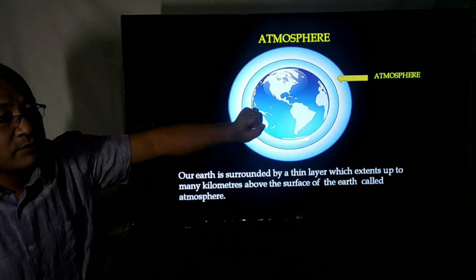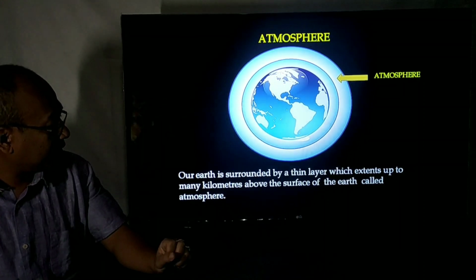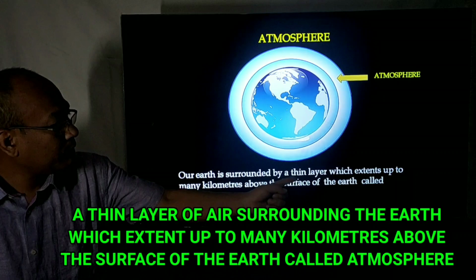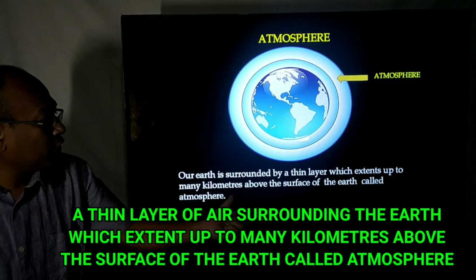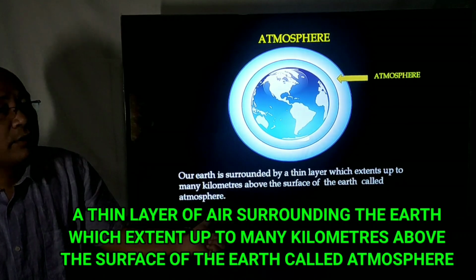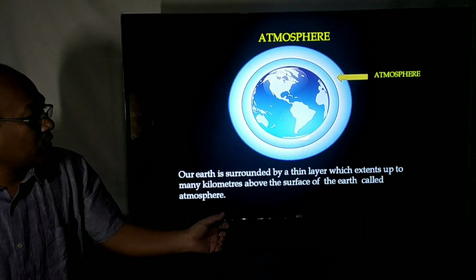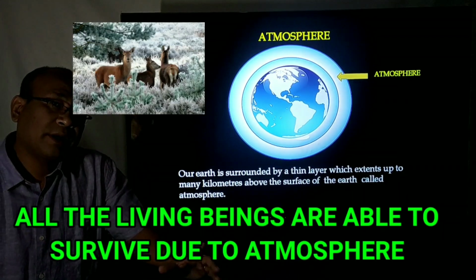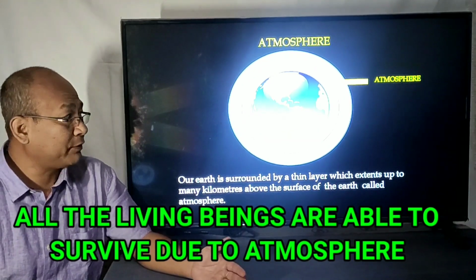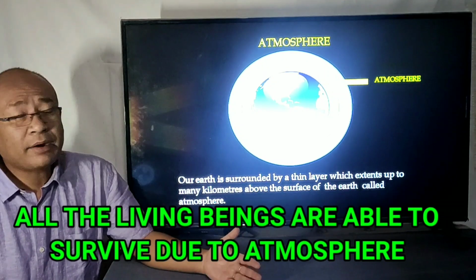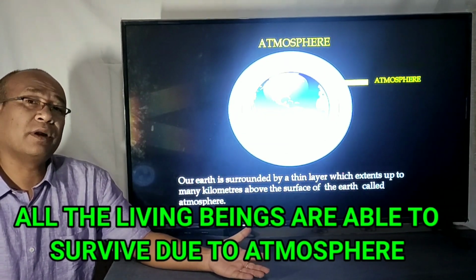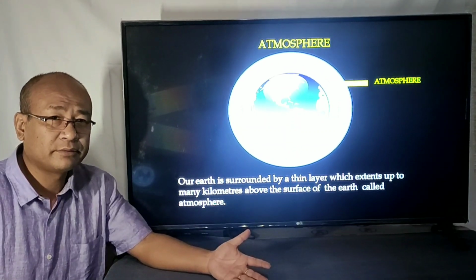Which extends up to many kilometers from the surface of the earth, right? Now, this is known as what? This is known as the atmosphere. So what is atmosphere? Our earth is surrounded by a thin layer which extends up to many kilometers above the surface of the earth, called the atmosphere. So all the living beings on the earth, whether it's a plant, animal or human being, are able to survive due to this thin layer of air which is extending up to many kilometers from the surface of the earth, known as the atmosphere.